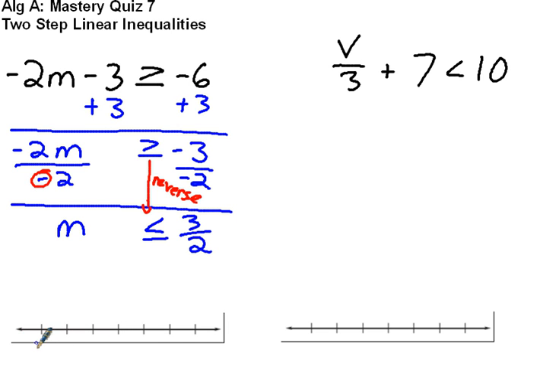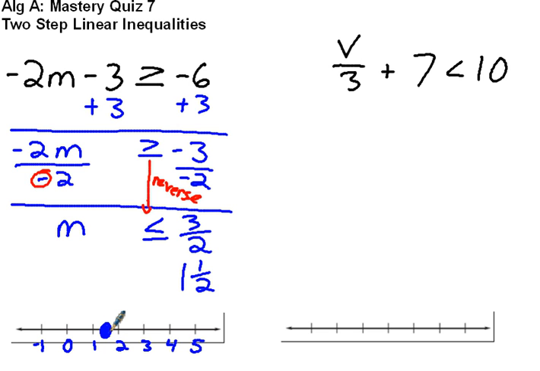So negative 1, 0, 1, 2, 3, 4, and 5. I need to put a point at 3 halves. So that's the same as 1 and 1 half. So I put a dot there. Now I need to decide if I should fill this in or not. Since it's equal to, I want to include this spot. So I do want to fill this in.